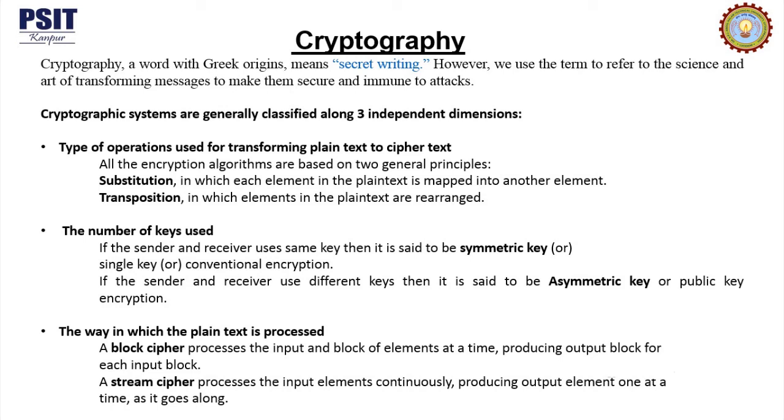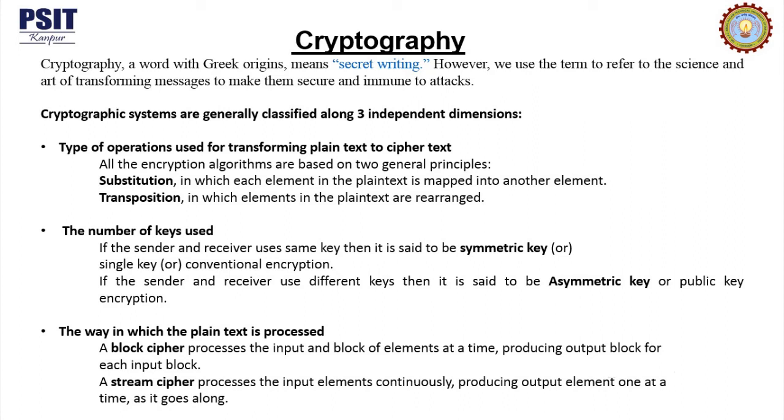However, we use the term to refer to the science and art of transforming messages to make them secure and immune to attack. Cryptographic systems are generally classified along three independent dimensions. The first is the type of operations used for transforming plaintext to ciphertext. All encryption algorithms are based on two general principles. Number one is substitution, in which each element in the plaintext is mapped into another element. The second is transposition, in which elements in the plaintext are rearranged.